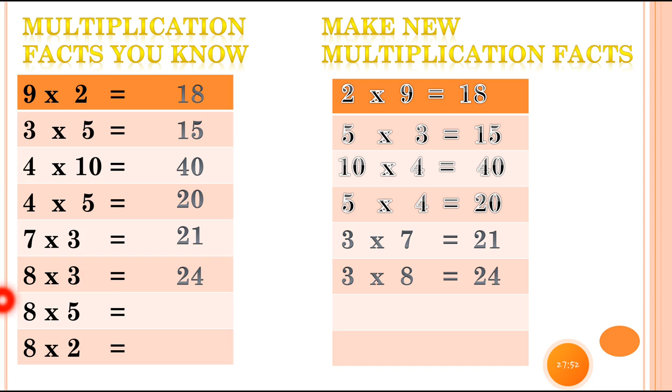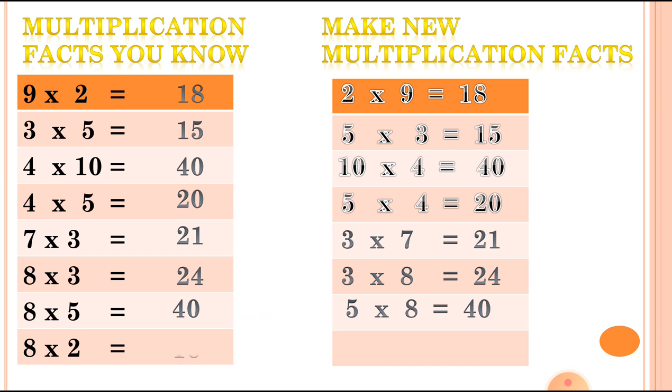Now here is 8 fives are. So 8 fives are 40. Then what will be the new multiplication fact? It will be 5 eights are 40. You can write down this way that 5 eights are 40. So you have to make the two tables. Here is the first one and here is the second one, and it will be very helpful to you.